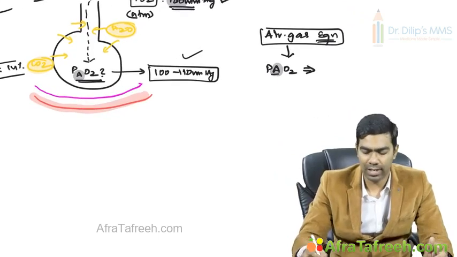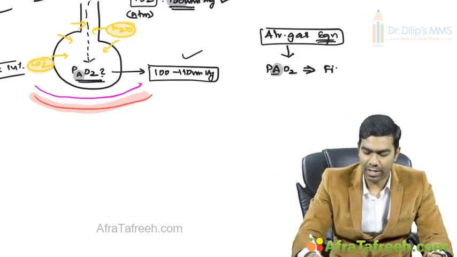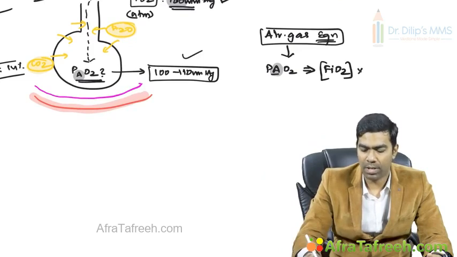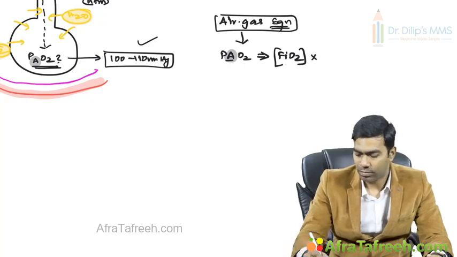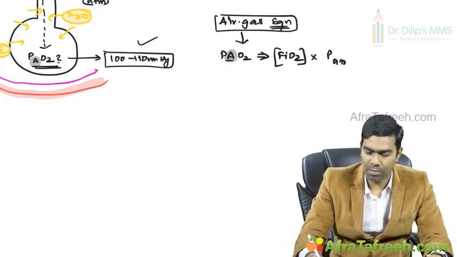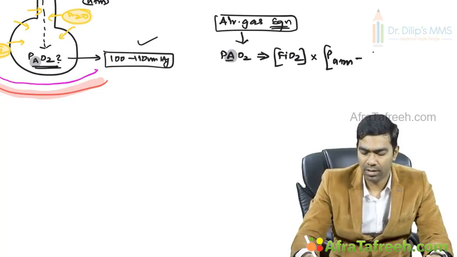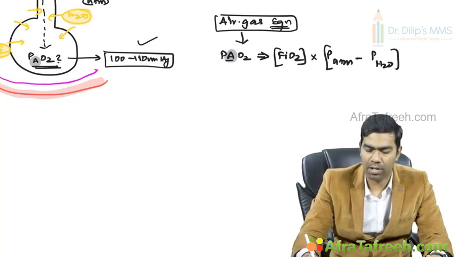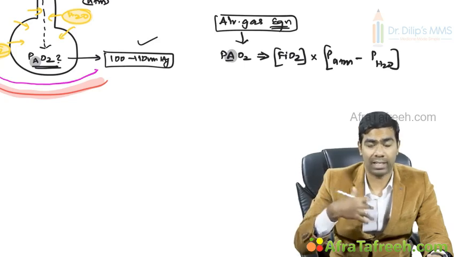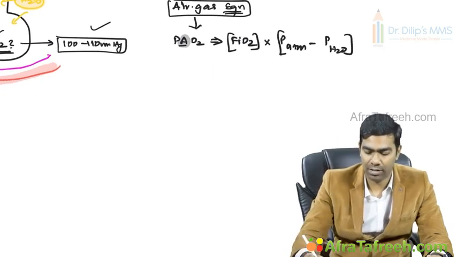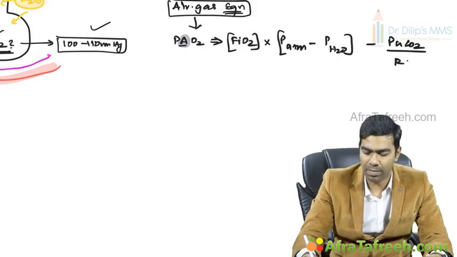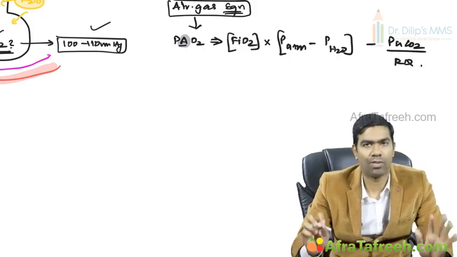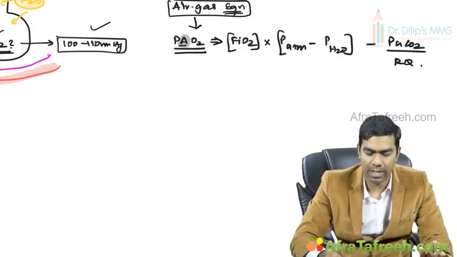So this equation tells that the fraction of inspired oxygen multiplied by the partial pressure of atmosphere minus the partial pressure of water vapor inside the body, that is acting as a contaminant inside the conducting airways, minus your partial pressure of carbon dioxide in the arteries divided by the respiratory quotient. This is the actual formula for detecting the PAO2.